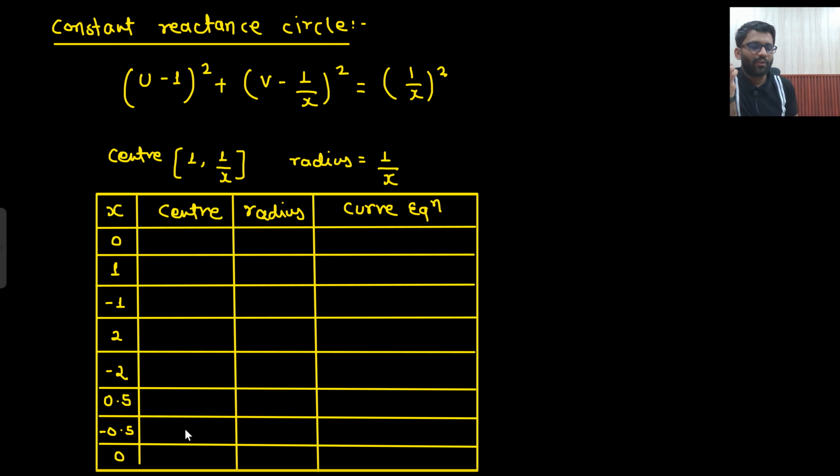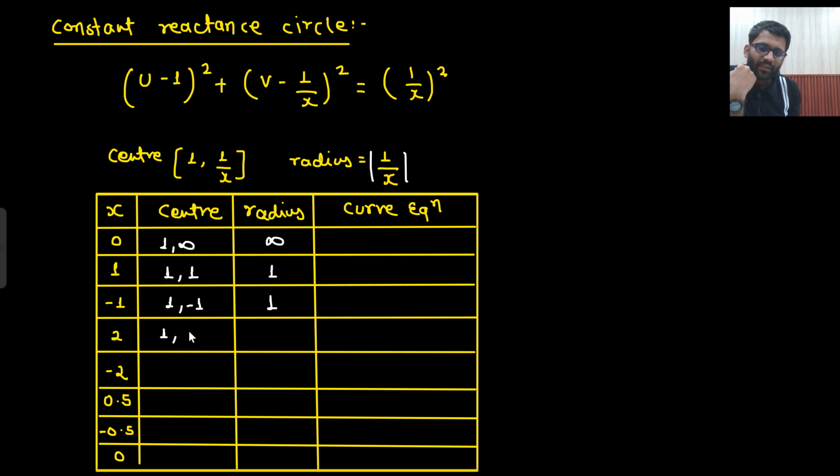In a similar manner we are going to put the values. If x is equal to 0, the center will be at 1 comma infinity and the radius will be infinity. Write down the equation of the curve. Here the center will be at 1 comma 1 and the radius will be 1. Here the center will be at 1 comma minus 1 and the radius cannot be minus 1, right? Radius has to be a magnitude. Radius is a length, so length cannot be negative, so the radius will be 1 only. Are you getting this point? The center will be at 1 comma minus 1 but the radius is a length, so this will be 1 only.